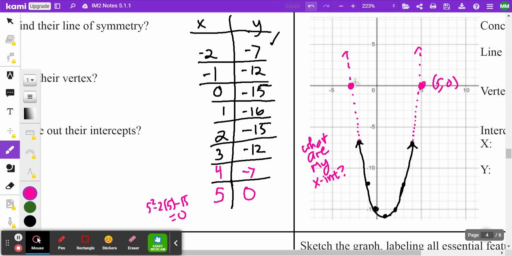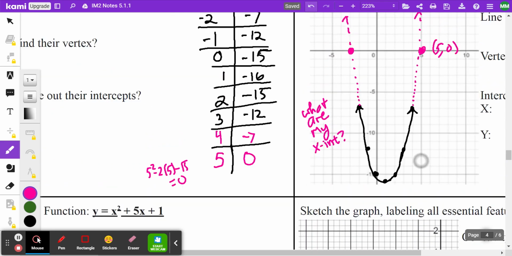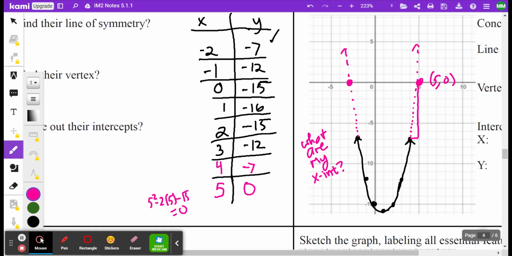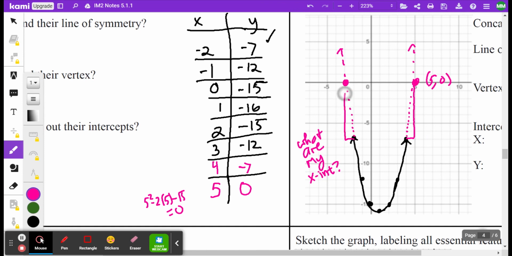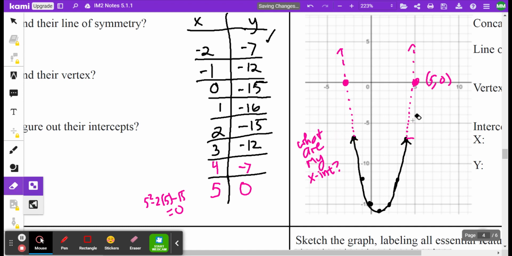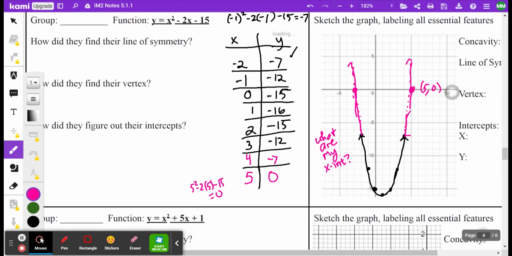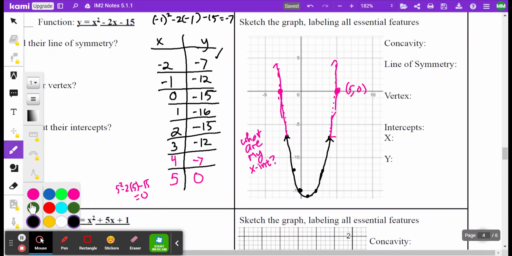And because of symmetry, I can also go over 1 up to the same place. It will have the same over and up from the last point on the parabola. And then on this side, I also go over 1 and up the same amount. Okay, so those don't need to be dotted lines anymore. This parabola does extend through this point. All right, let's do the labeling. Concave up.